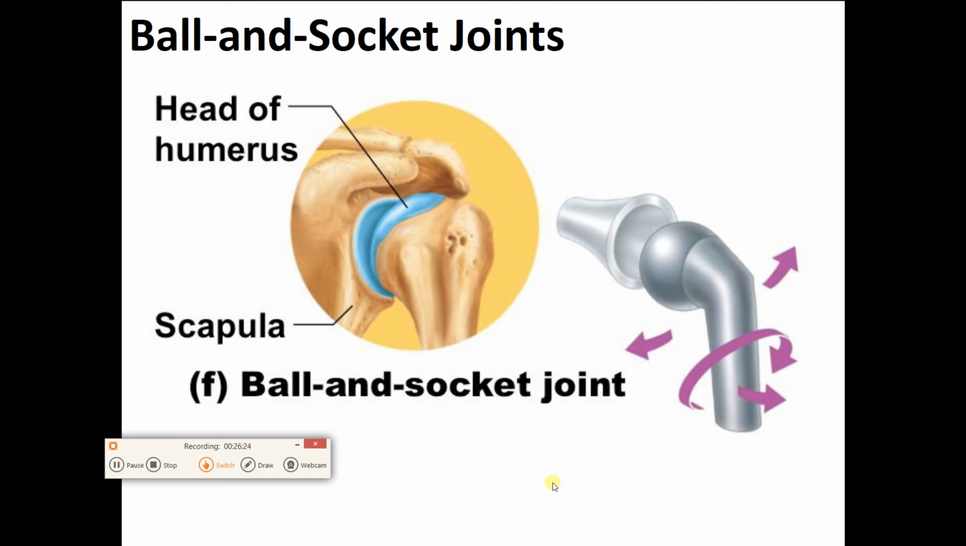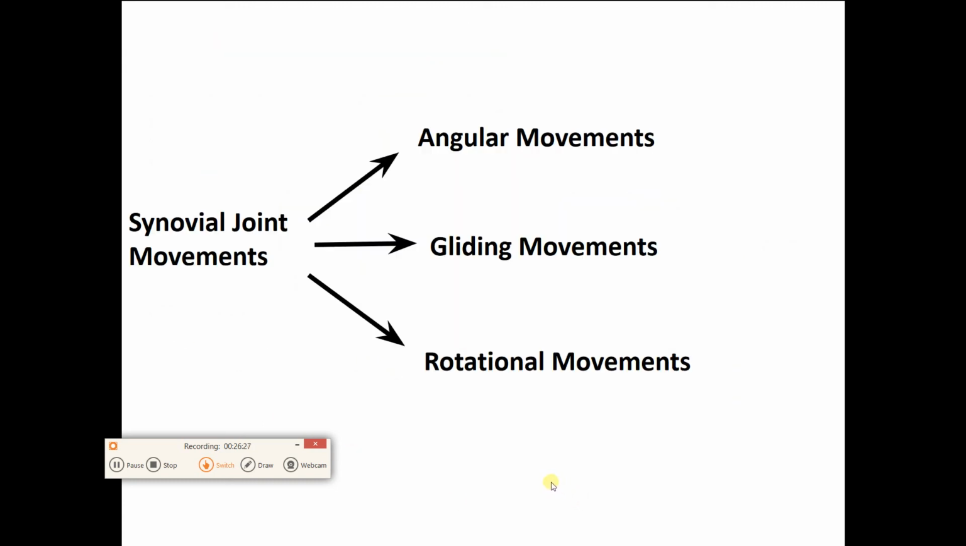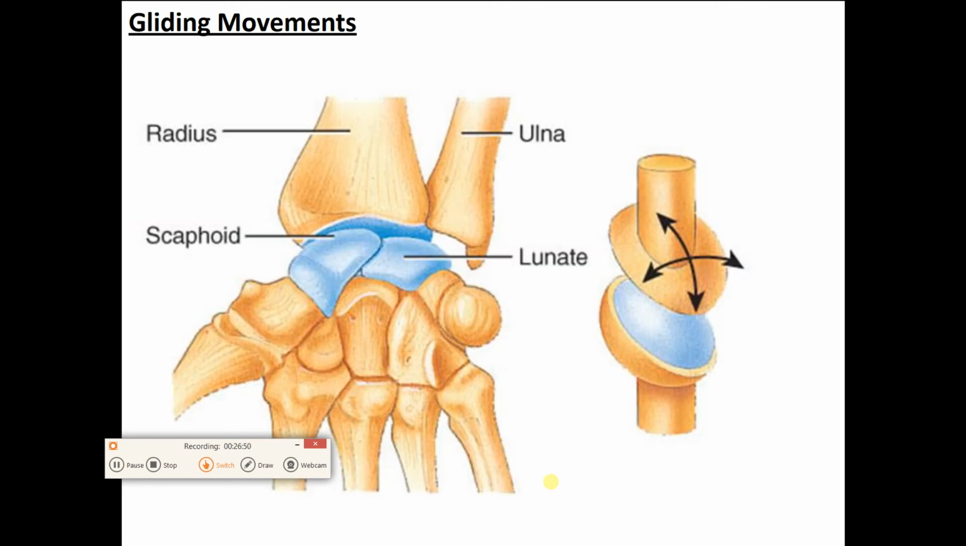Okay. Last but not least for this video on joints, to finish out today, it is joint movements, synovial joint movements. And there are three basic types of movements: angular, gliding, and rotational. So we're going to go through all three of these guys and give you a lot of good examples. Starting with gliding joints.